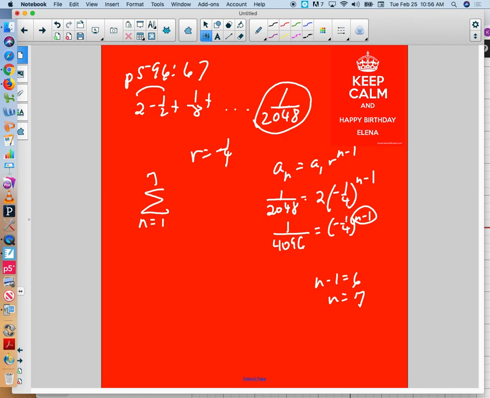Now we're still not through. We got to be able to write our formula back here. I'm going to start with 2, and we're going to multiply by negative 1/4. And I'm going to make this n plus 1, minus 1.